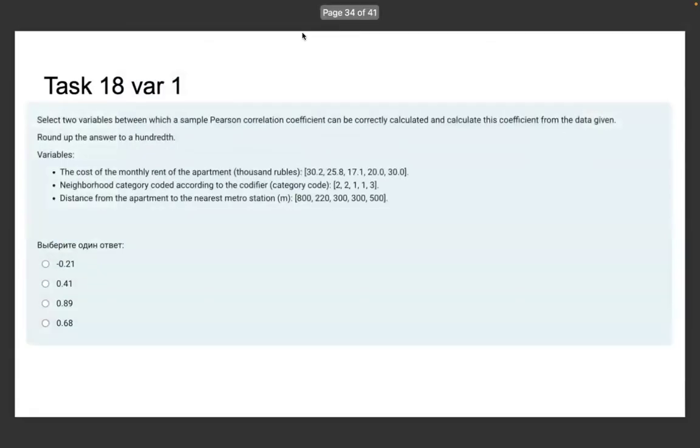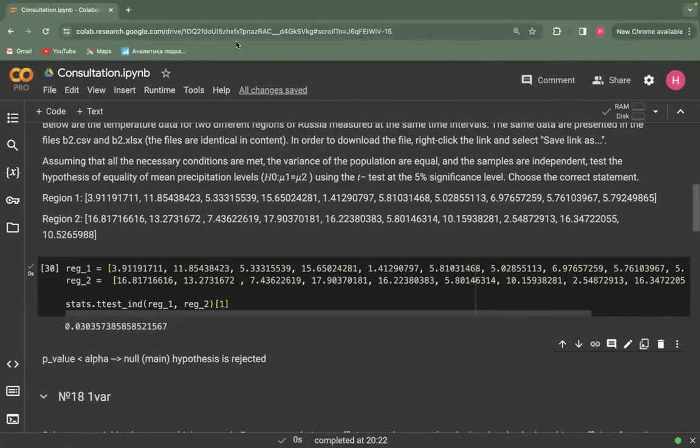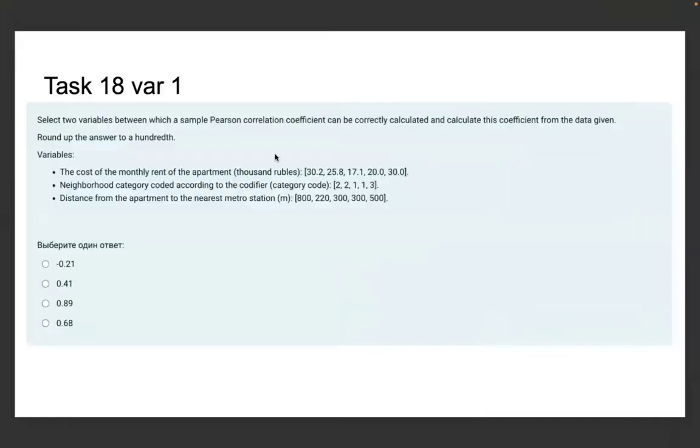So somebody asked me to show again the 17th solution. I think I can send it after this lesson. I will send the link to the Google Colab and to the file, so you can revise these exercises.